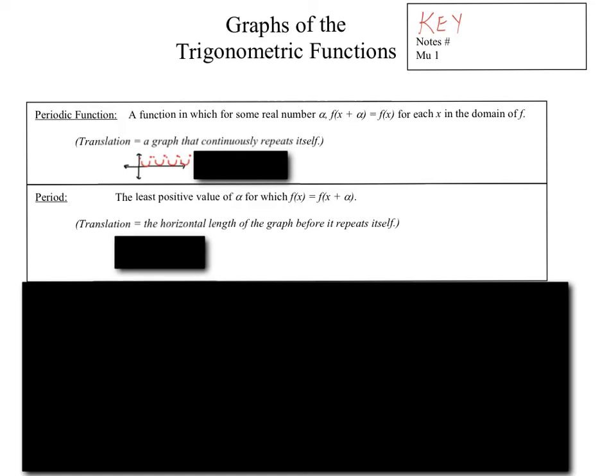If you look at the little example that I just gave you, it looks like the horizontal length of this smiley face is 1. Every time we go one more unit to the right, it repeats itself. So the period for that function would be 1, because its horizontal length is 1 before it repeats itself.